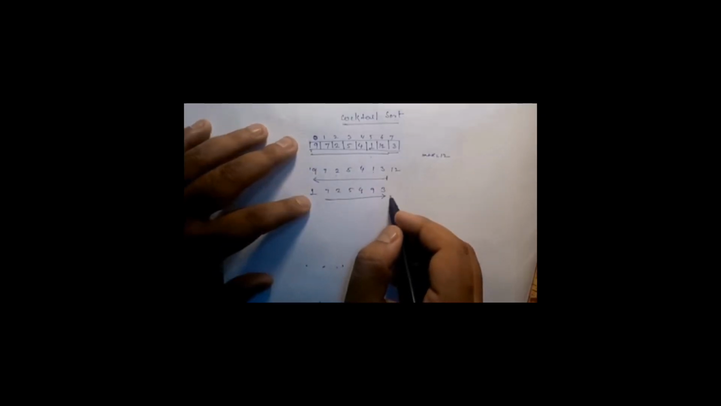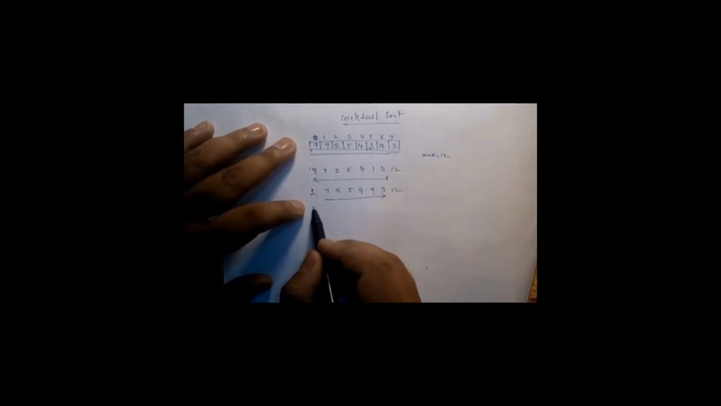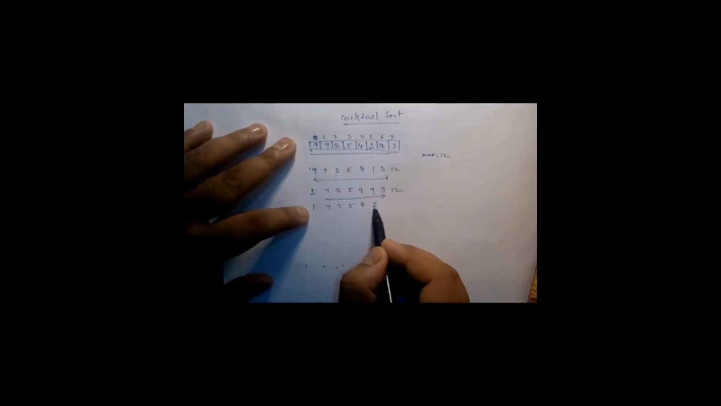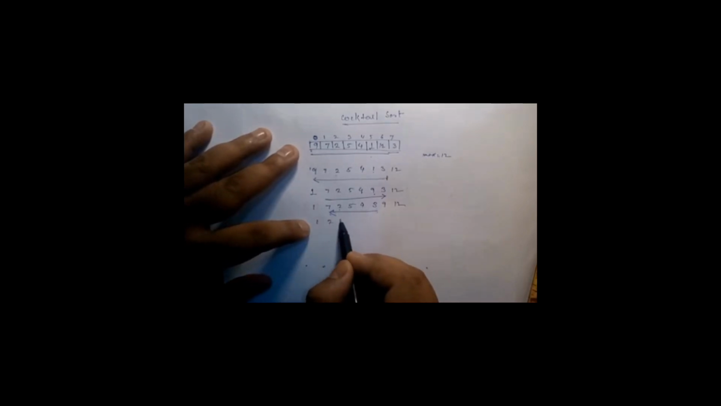Now check data from left to right, identify the maximum one. So the maximum one is what? 9. That means identify the maximum one and the content will be like this. Now move from right to left and check the minimum one. So the minimum one is what? 2 is the minimum one. So 1, 2, 7, 5, 4, 3, 9, 12.